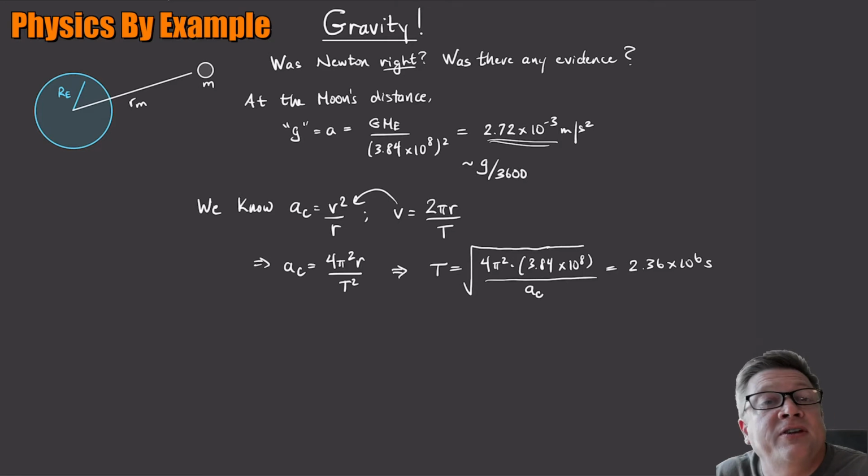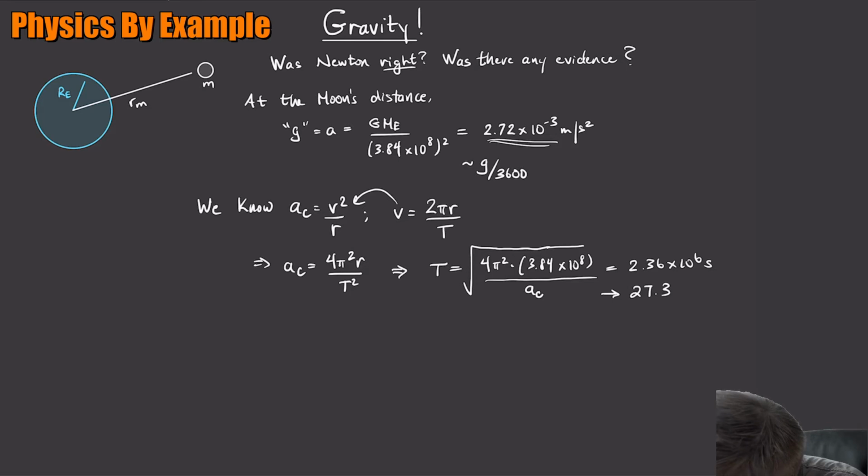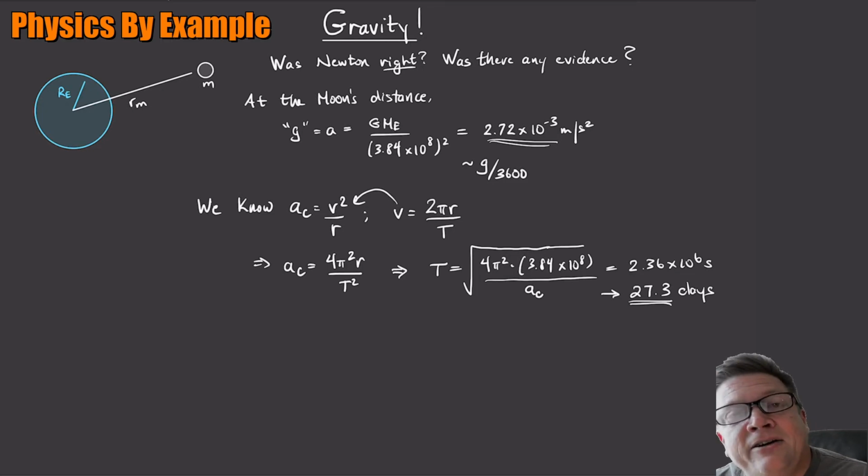Oh, but those are seconds. All of our calculations are in SI units, right? Kilograms and meters and seconds. So convert that to days. And you know how to do that, right? There's 86,400 seconds in a day, so divide that. And then what you get is 27.3 days.